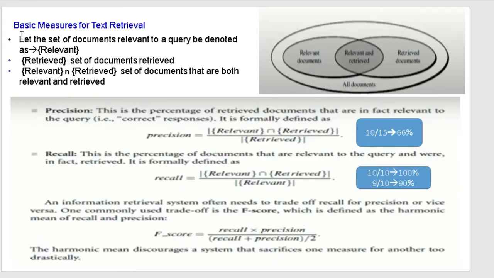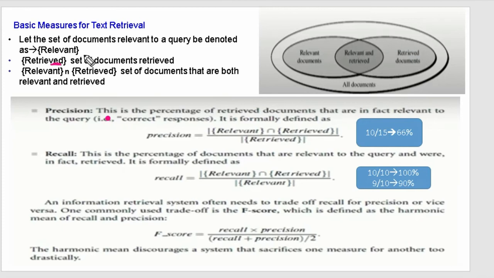Now, let us study the basic measures for text retrieval. These are the basic measures used to assess the quality of the text received from the text database. Suppose a query is submitted and you have got 15 tuples. These 15 tuples which you have got are called retrieved. Retrieved means the set of documents that are retrieved.